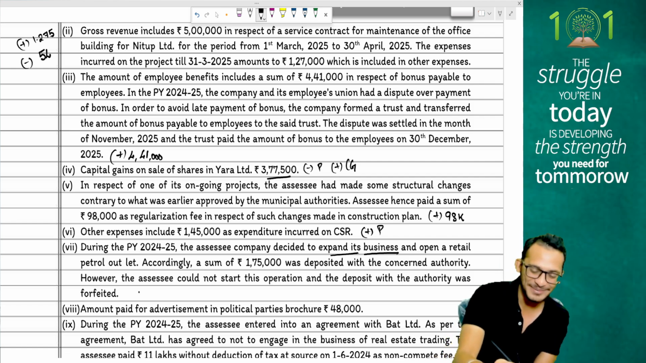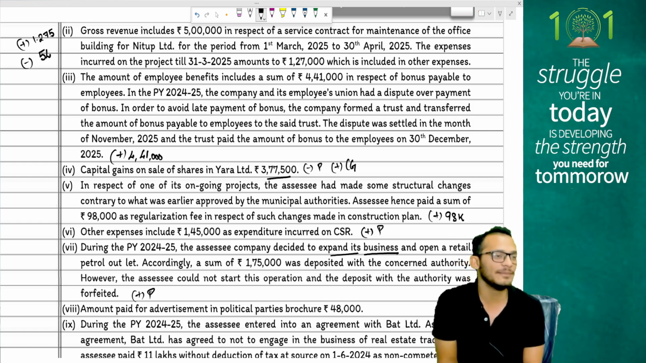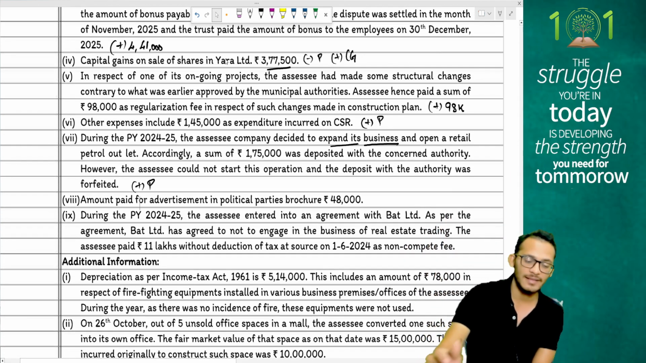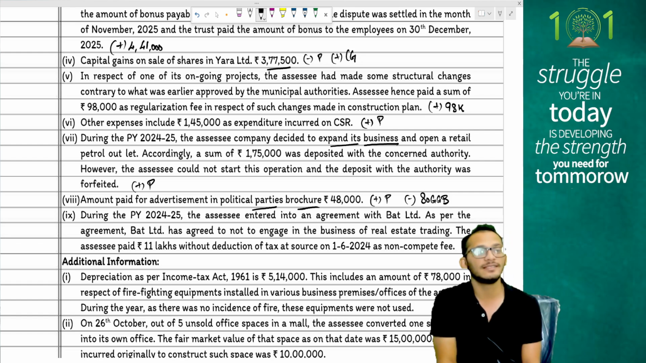Yes, to be disallowed. Unfortunately, people, because they're disallowing, you can't claim depreciation also because there is no asset in existence. Next, amounts paid for advertisement in a political party's brochure: this is fairly clear, and therefore 80GGB will come into the picture.